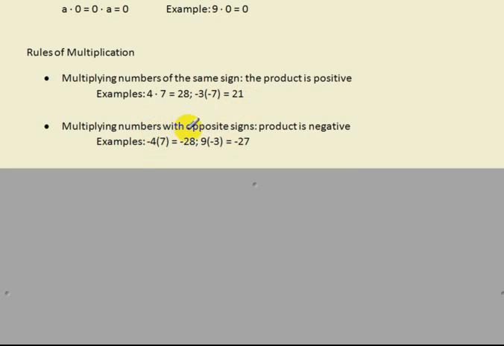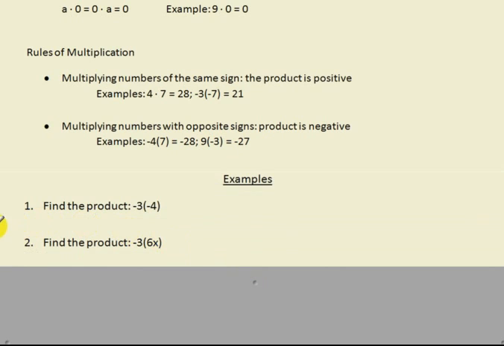If we multiply two numbers that have opposite signs, then the product will always be negative. So if we take a negative times a positive, negative 4 times 7 will give us negative 28. Or if we take a positive times a negative, so again, opposite signs, negative positive, positive negative, 9 times negative 3 will give us negative 27.